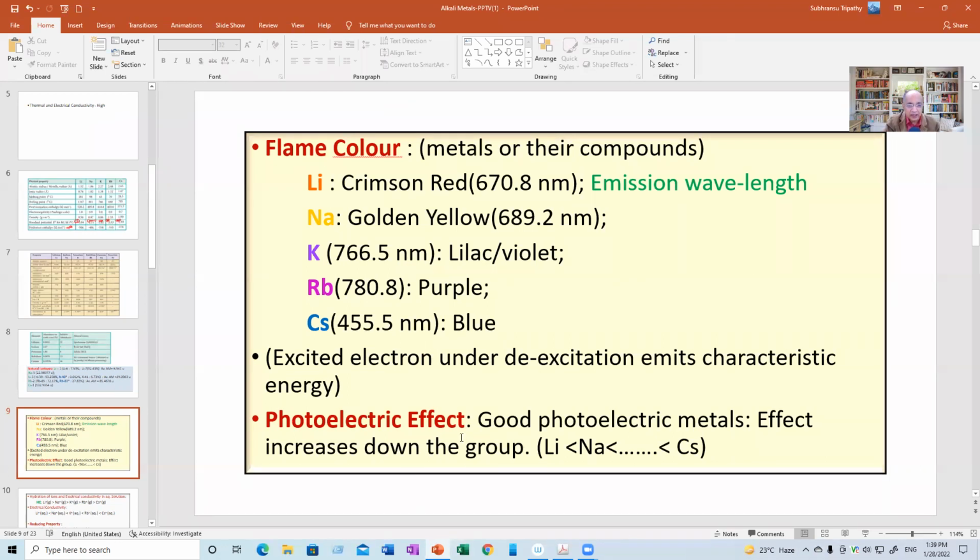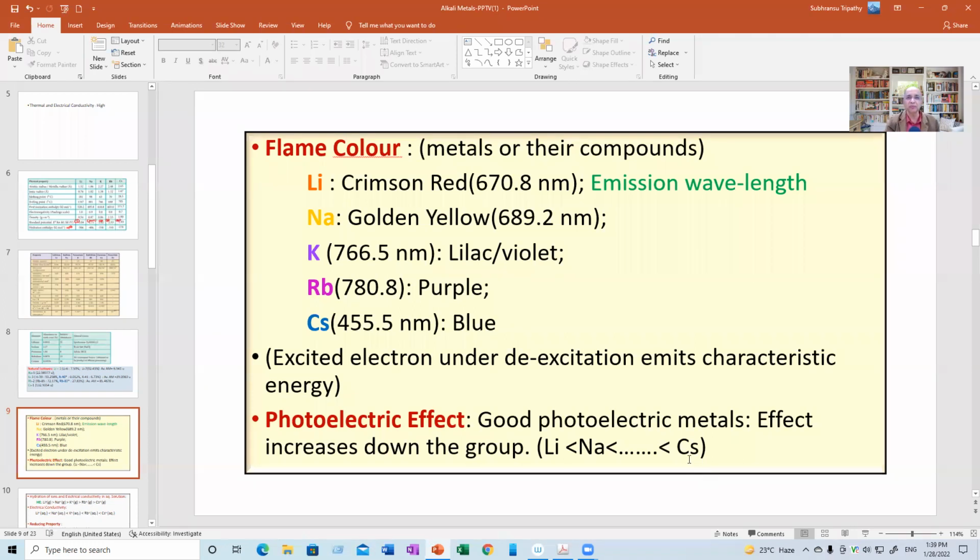Now, you have already studied the photoelectric effect. When you put a metal as a cathode and let UV light or visible light fall on the metal, it will eject electrons. It will remove the surface electrons, and those are called photoelectrons. If you put it in a circuit, then you will find current, the photocurrent. And the lower the ionization enthalpy, the better the metal behaves as a photoelectric material. So these are very good photoelectric materials.